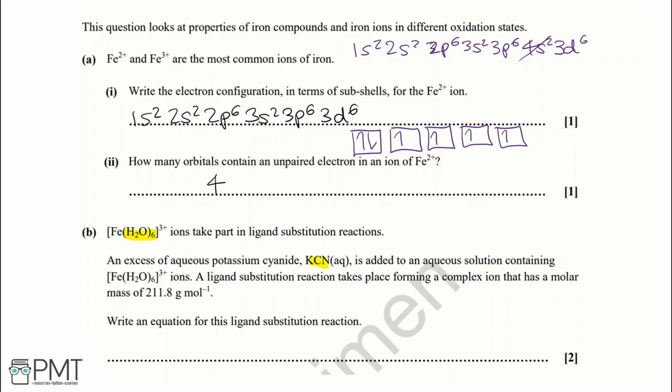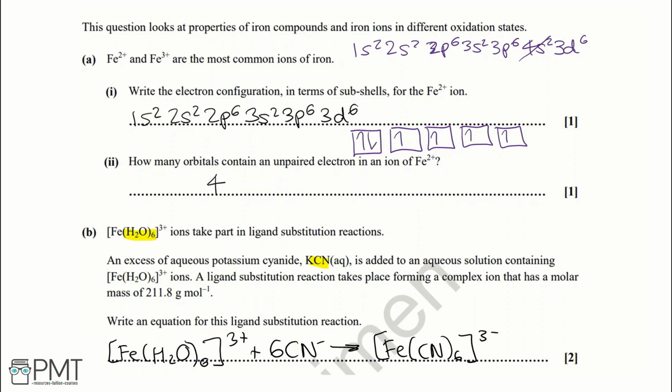So if we were to write this equation, we would have [Fe(H2O)6]3+ plus 6CN- goes to [Fe(CN)6]3- plus 6H2O. So how have we got to this equation? Well, we've used the information in the question. We're told that the complex has a molar mass of 211.8. So if we were to work this out, this gives us how many cyanide ligands we're going to have.